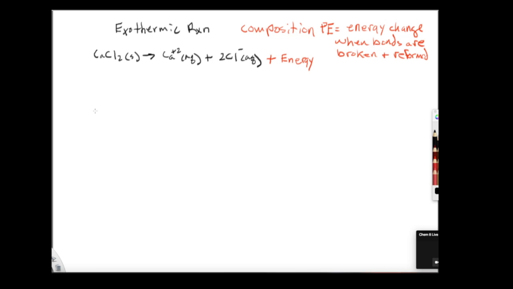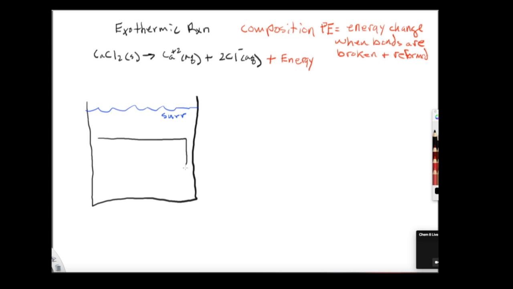So I want to set up a visual for this. So we have a big glass of water here, and this represents the surroundings. And then inside this is where we're going to place the calcium chloride so it can dissolve. So I'm just going to make a big fatty box, and this is the system. So this is our CaCl2, which dissolves to make Ca2+ plus 2Cl-, plus energy.